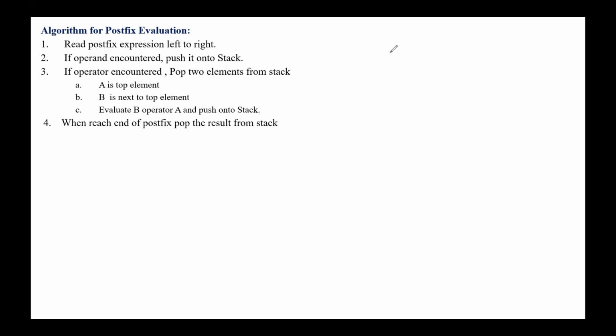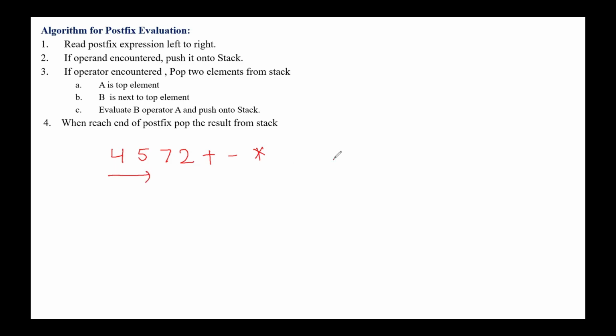So let us take an example. The example is 4 5 7 2 plus minus multiplication. One thing we have to remember here, all the digits are single digit. We have to read the postfix expression or string from left to right, so we scan from this one.